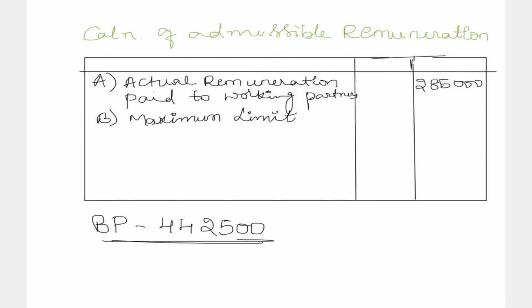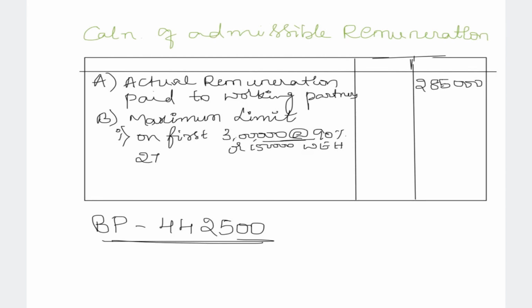So on first 3 lakh, at the rate 90% or 1,50,000, whichever is higher. So on first 3 lakh, if you calculate 90%, you will get 2,70,000, or you will compare with 1,50,000. Now which is higher? Obviously 2,70,000. So you will take it to the outer column.